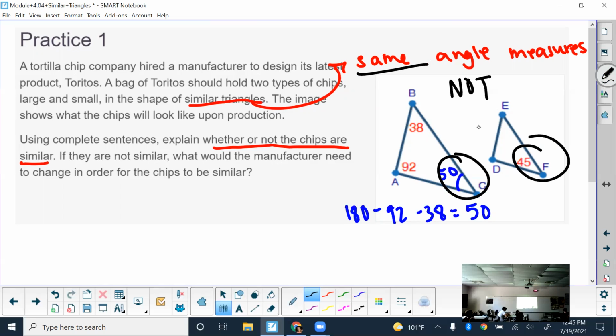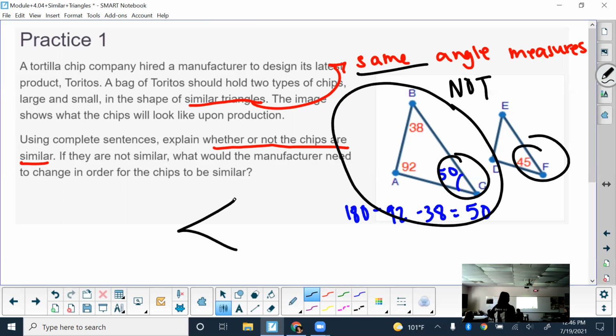And that answers part of the question. The other part is if they are not similar, what would the manufacturer need to change in order for the chips to be similar? So let's say this chip is perfectly fine. What would the other chip need to look like? What should angle E measure?